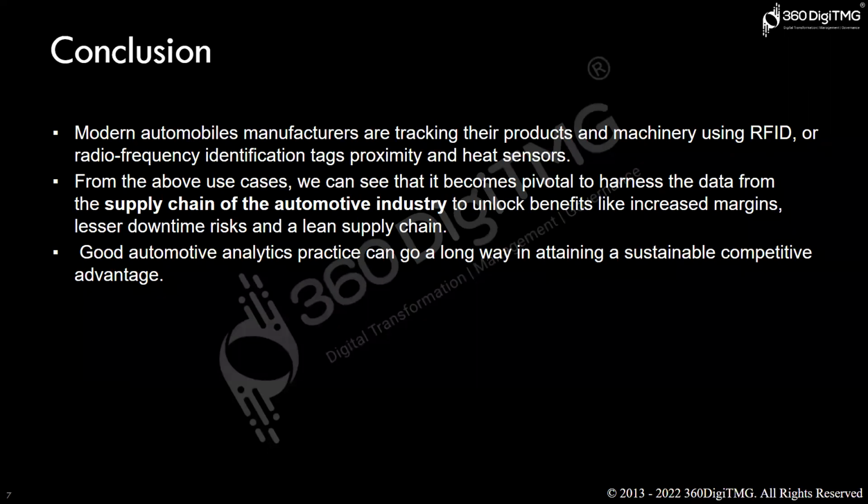So the supply chain of the automotive industry is going to unlock benefits: increasing margins, lesser downtime days, and a leaner supply chain. Let me say Maruti 800 is in a lot of use, meaning people are buying it so much. So they're going to modify it and keep the same name, Maruti 800, right? The brand has its name. It depends on that. And good automotive analytics practice can go a long way in attaining sustainable competitive advantage. So guys, this automotive analytics is a practice which can go a long way in attaining competitive advantage.